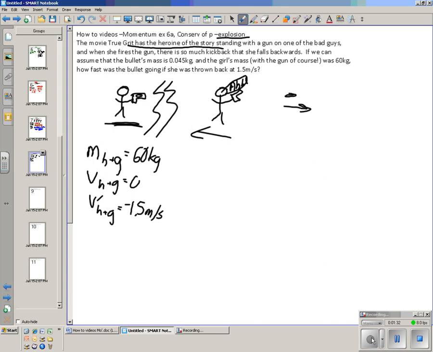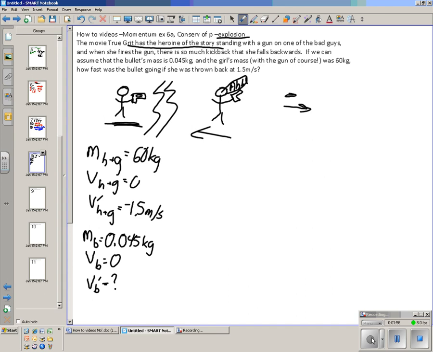Then we have information for the bullet. Mass of the bullet is equal to 0.045 kilograms. Initial velocity of the bullet is 0 because it's still in the chamber. And VB prime, well, that's what we're looking for. We're looking for the final velocity of the bullet.